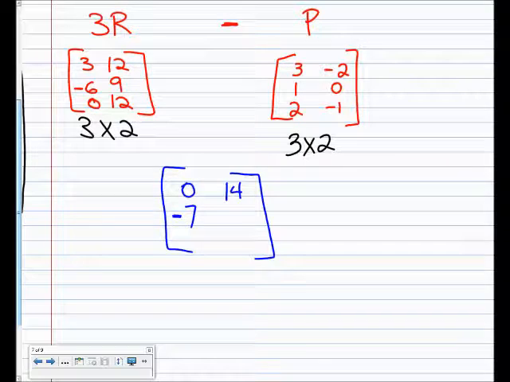The way that I think is the easiest to explain this, you have a negative 6, you have a minus 1, a negative and a negative is still a negative, and then what's 6 plus 1? 7. That's how I do that. All right, what about 9 minus 0? 9. 0 minus 2. And finally, 12 minus negative 1. Same idea here, 13. Okay? Any questions for me on this one?